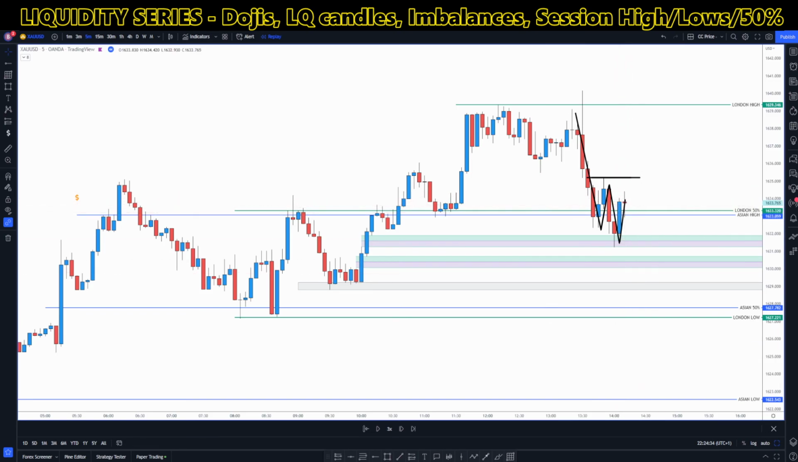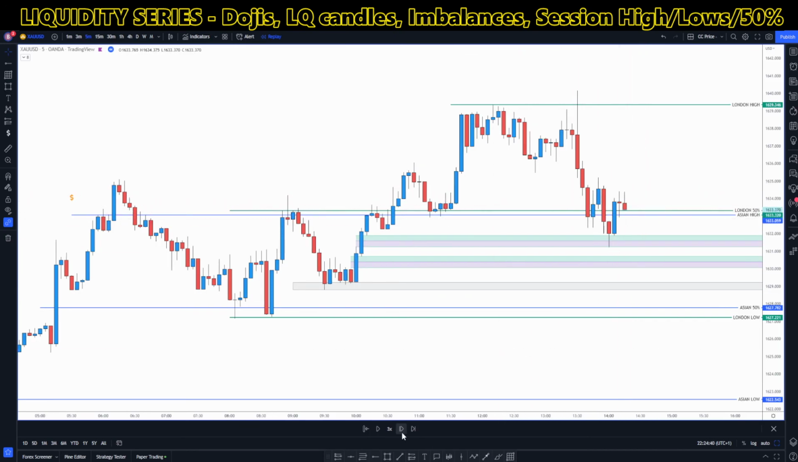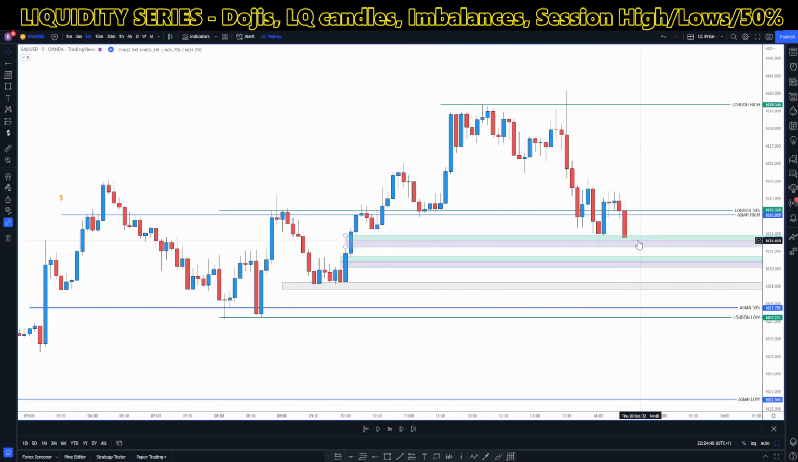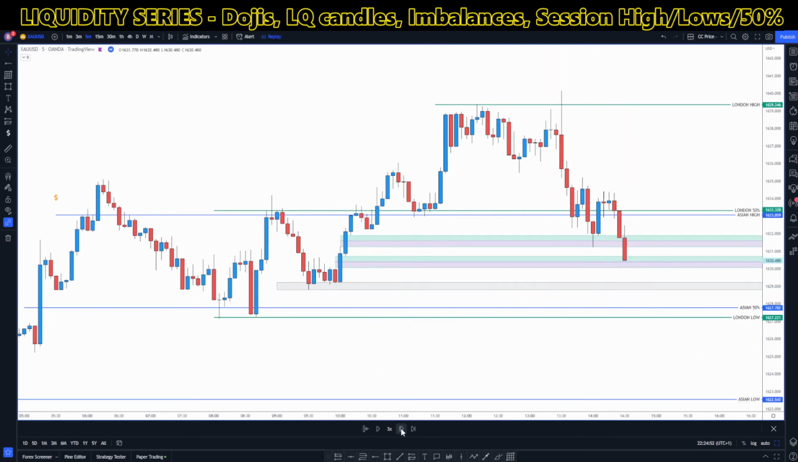Okay, so we're starting to see some manipulation creep into the market. Another little doji. Then price starts breaking down. Nothing to do yet. Taps into our point of interest again, then drives down to the next one. Now we've got a doji.